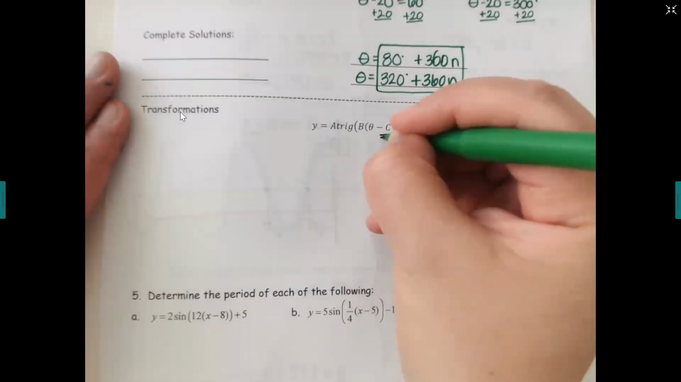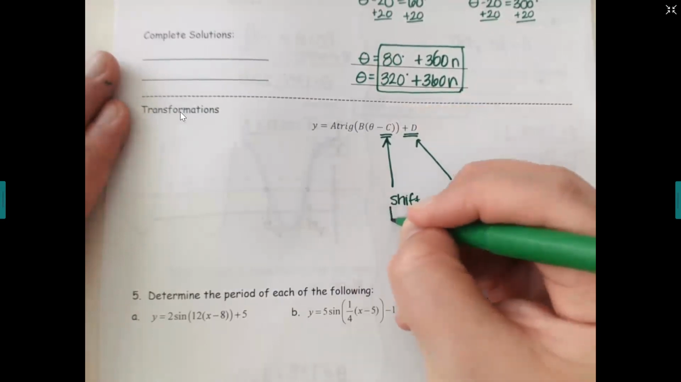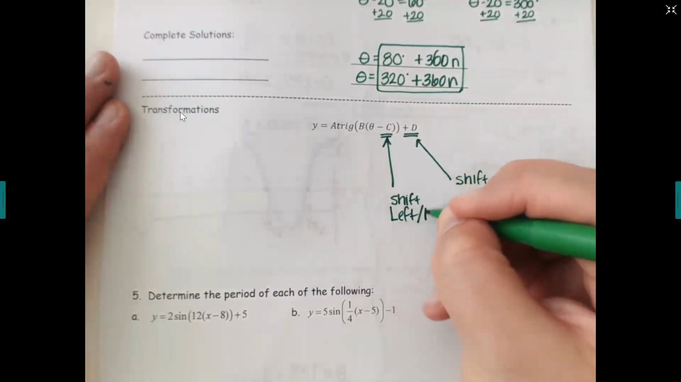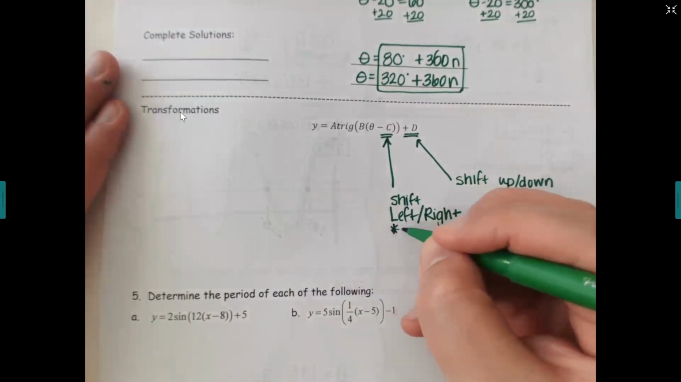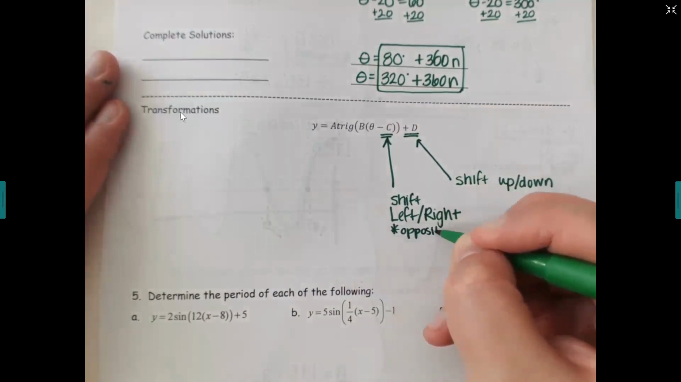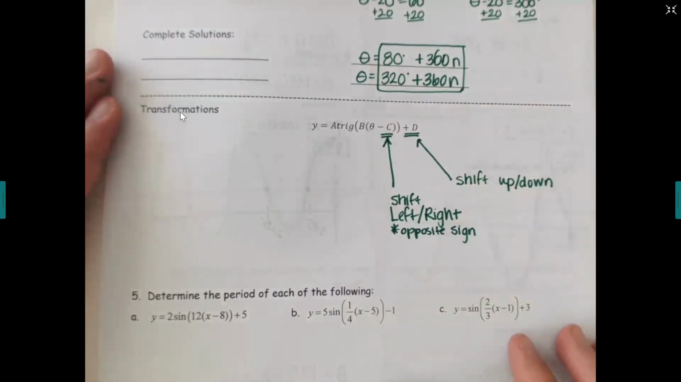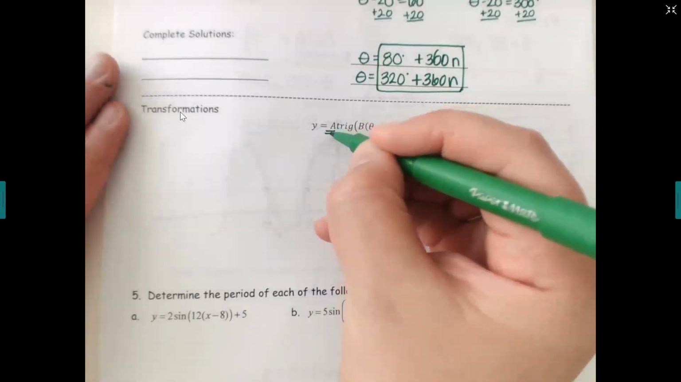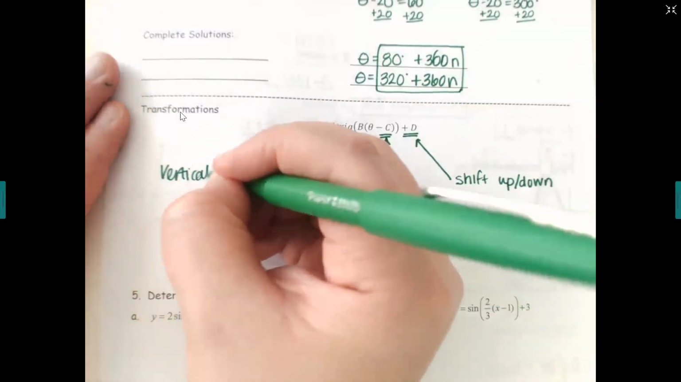So underline your C. This number is going to shift your graph left or right. And do you remember anything weird about that number? Good. If it's negative, you go to the right, positive, you go to the left. So I'm going to put a little star here and put opposite sign. Why is that number an opposite sign? Because it's inside what? Parentheses, very good. Okay, the number at the very front, your A, that number is going to control your vertical stretch or compression.